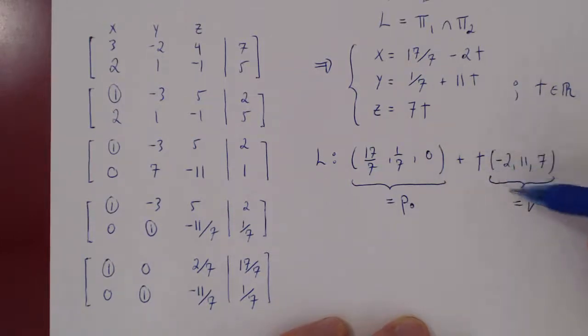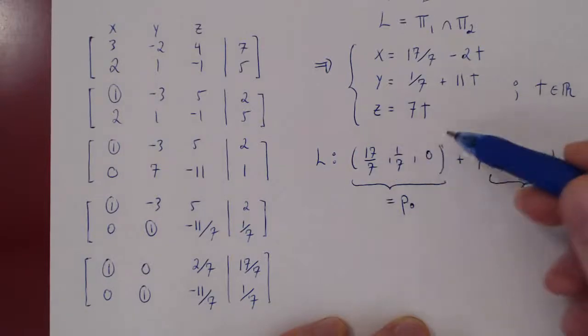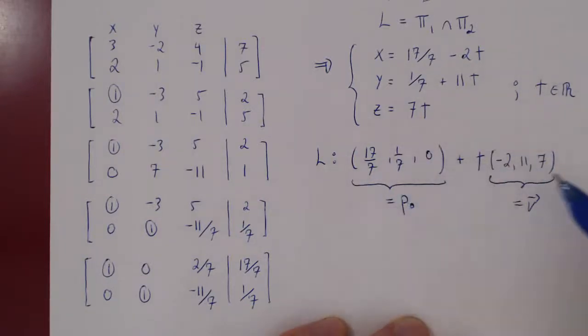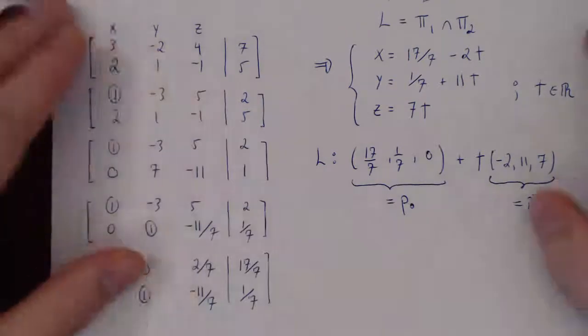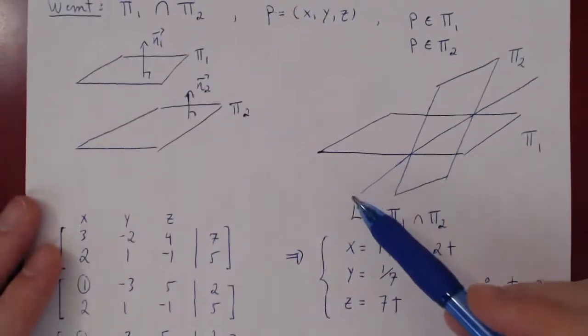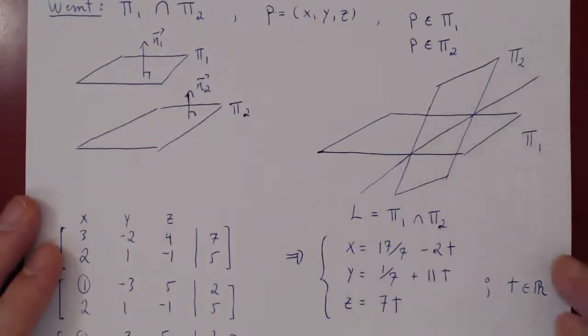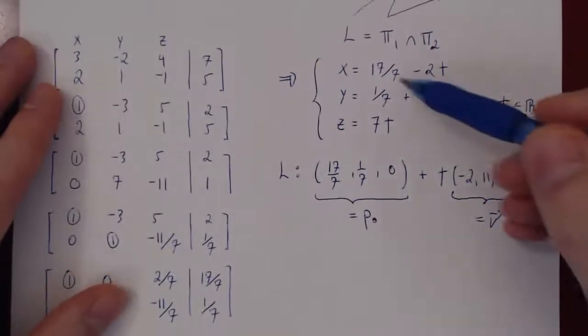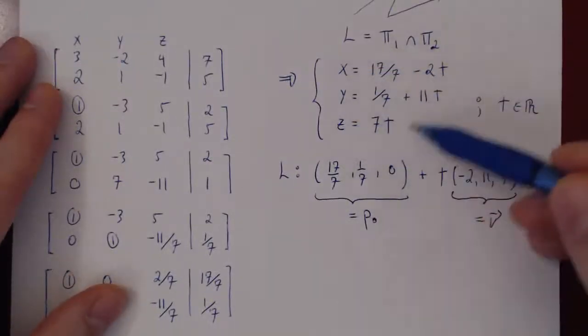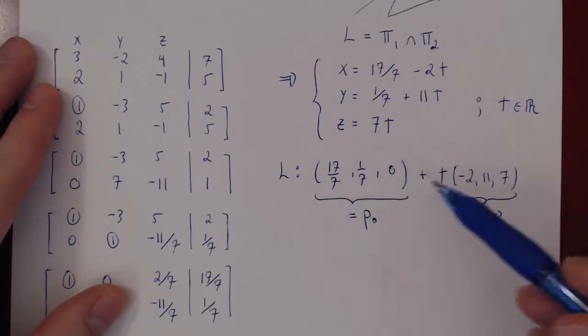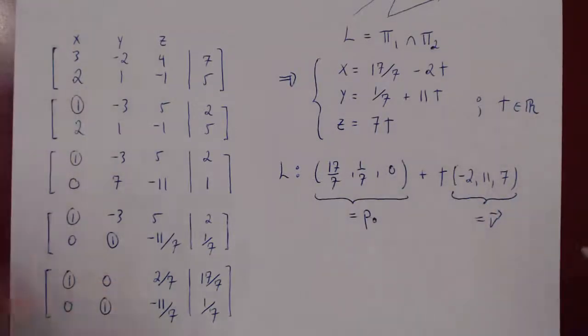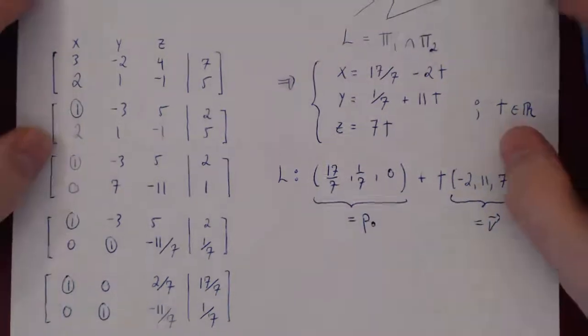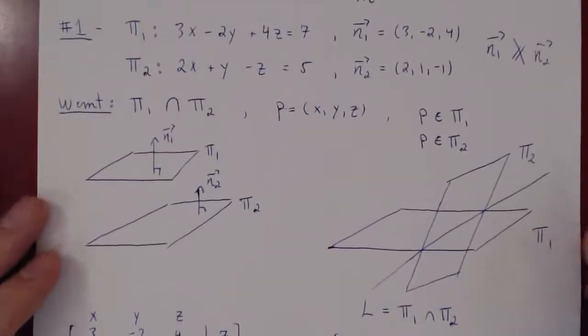So this is our directional vector of the line. This is one point on it, and you see the intersection, as we claimed geometrically by looking at the picture, is indeed the equation of a line in space. You can either leave it as the parametric equations, or you can rewrite the line in its vector form. So this is how you intersect two planes.